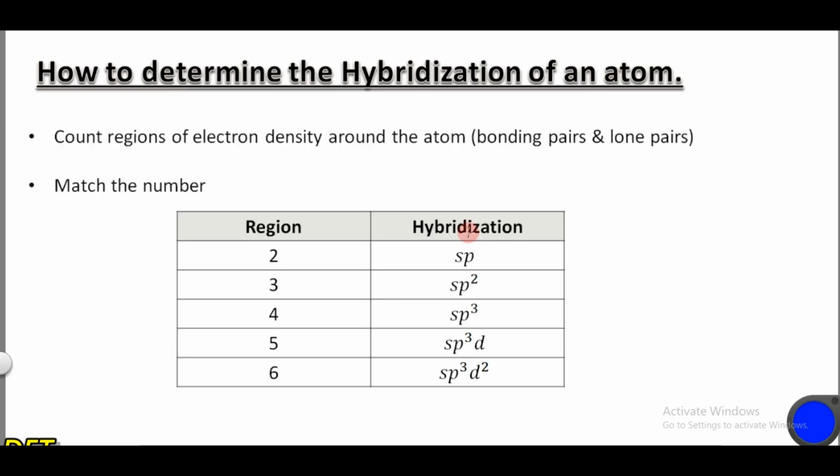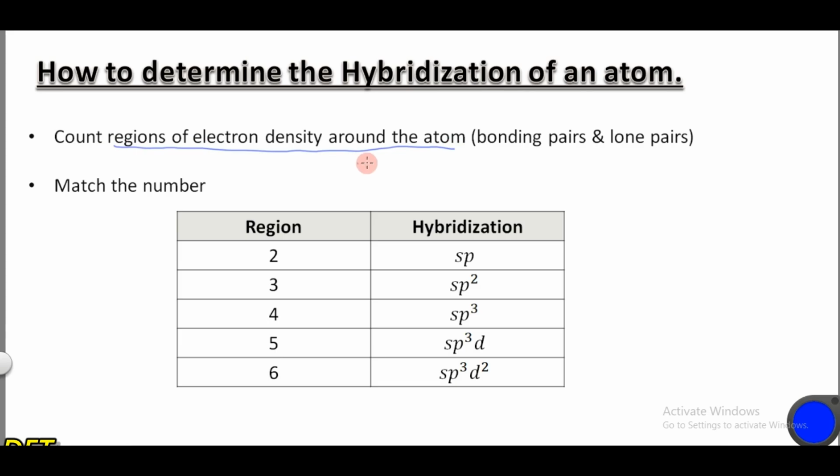So the main important thing here is how to determine the hybridization of an atom. How do we determine the hybridization of an atom? To determine the hybridization of an atom, the first thing that we do is to count the regions of electron density around the atom.